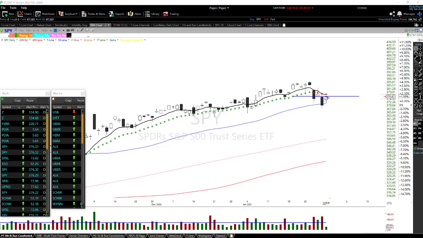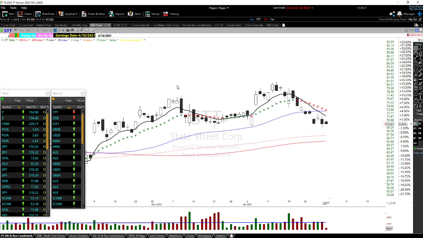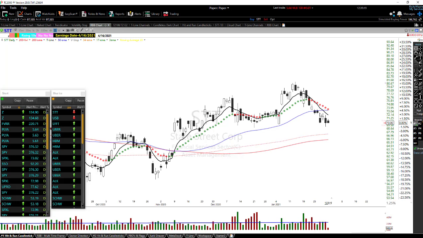Does that make sense? Are there any questions about setting up the scanner? Here's STT. This is the beauty of the scanner right here. It's giving us charts that are setting up for what we want. So this particular scan is looking for that blue ice failure.